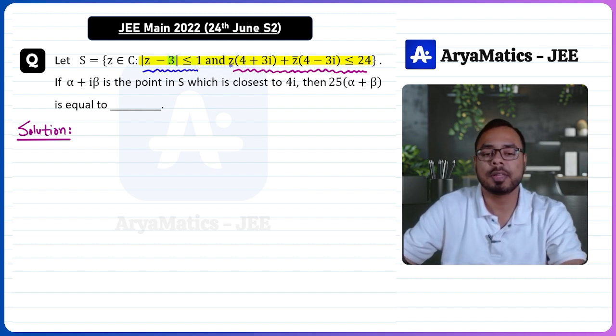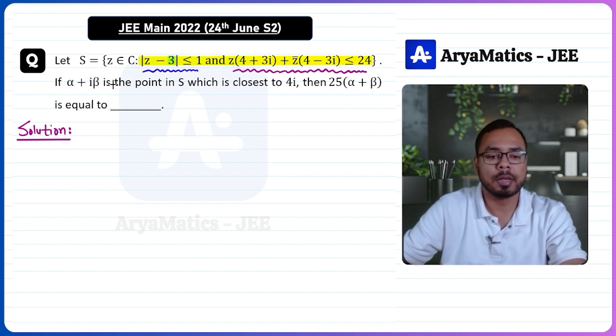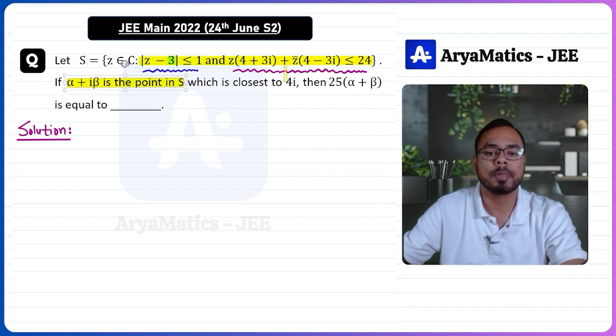And in order to identify the second locus, in place of z, we'll substitute x + iy. If α + iβ is a point in S which is closest to 4i, then we have to find the value of 25(α + β).